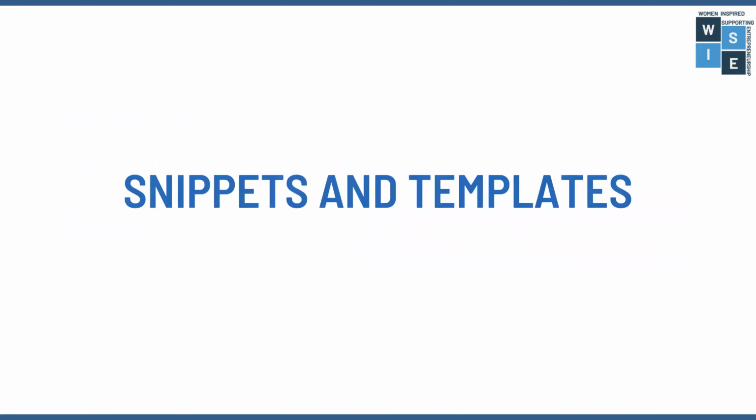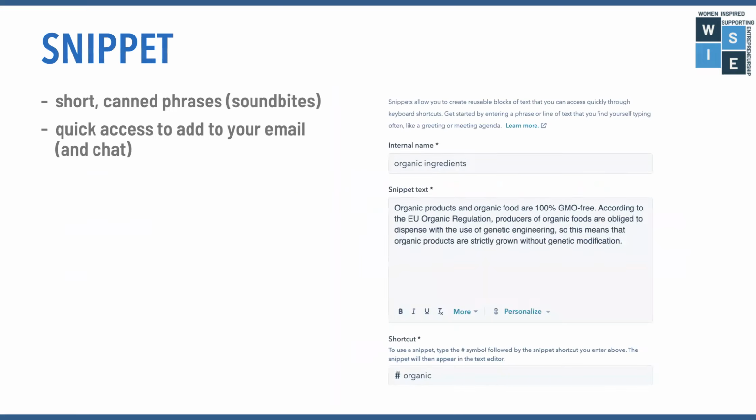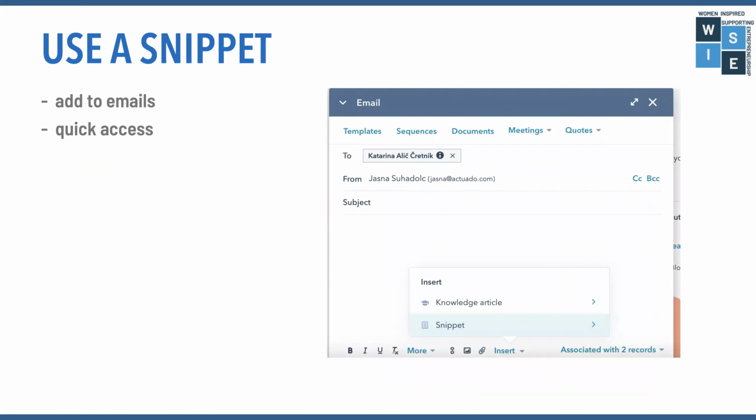Let's look at the snippets and templates that help us write emails. Snippets are short, canned phrases. You can think of them as sound bites, and they help you write email quicker, as you already have a prepared text for a specific purpose. You can quickly access them when you write these emails, and it's also beneficial that everyone on your team can access snippets, so your communication on a particular subject is aligned. This is an example from HubSpot, but other platforms may use a similar approach.